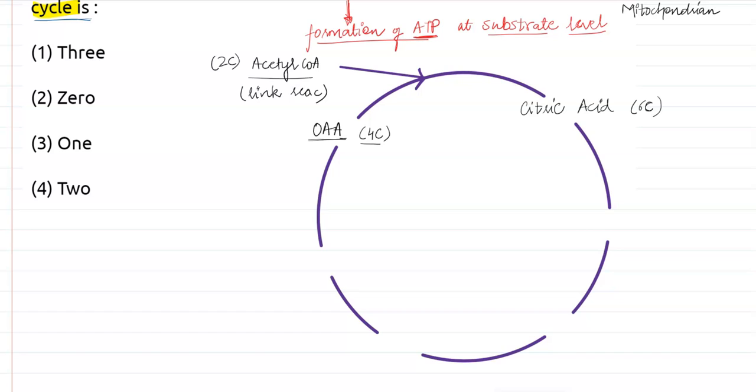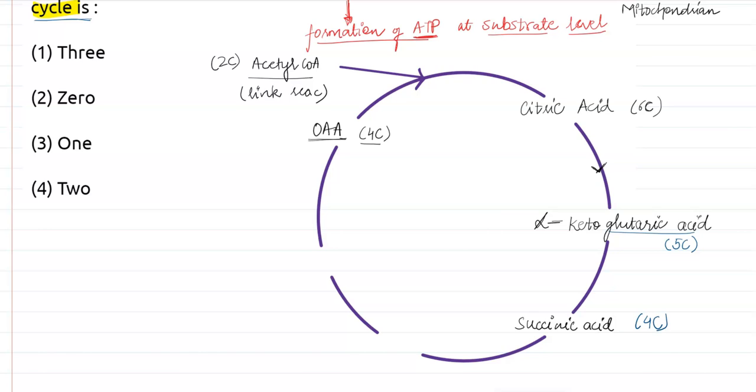ठीक है. Now citric acid changes to form alpha ketoglutaric acid. Alpha ketoglutaric acid is a 5-carbon compound. This changes and forms succinic acid. Succinic acid is a 4-carbon compound.